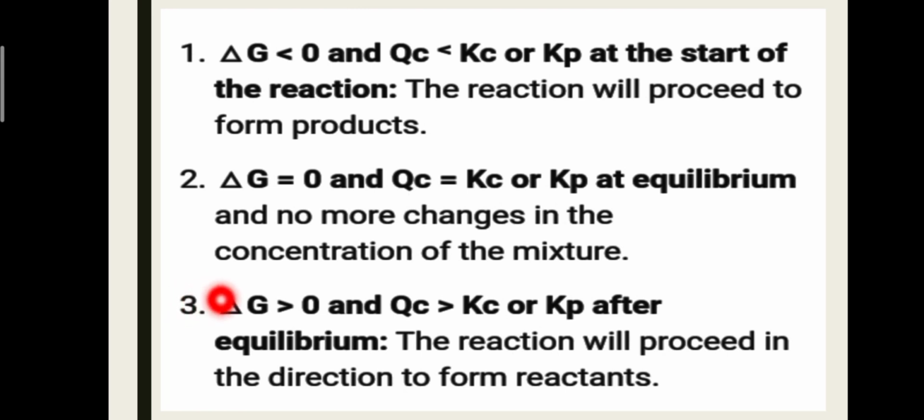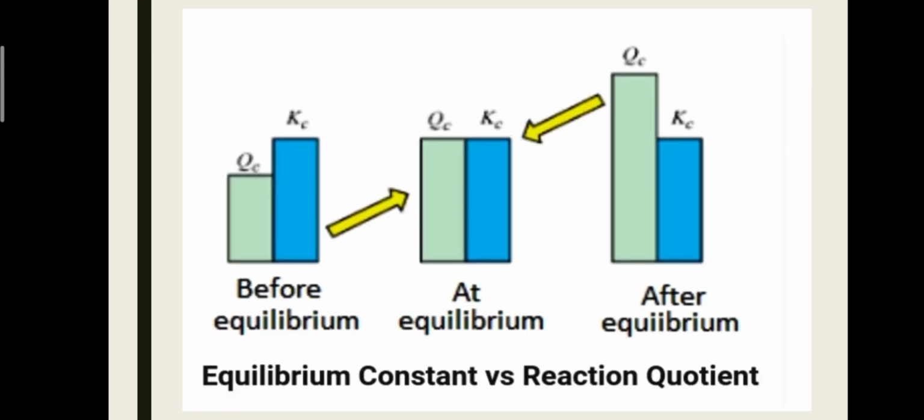Number 3: delta G is greater than 0 and Qc is greater than Kc or Kp after equilibrium. The reaction will proceed in the direction to form reactants. Before equilibrium, Qc is smaller than Kc. At equilibrium, Qc is equal to Kc, and after equilibrium, Qc is greater than Kc.